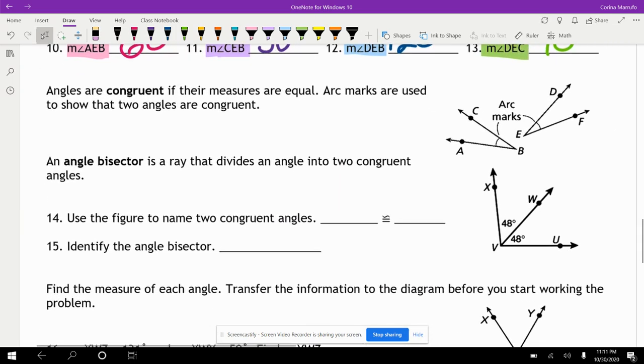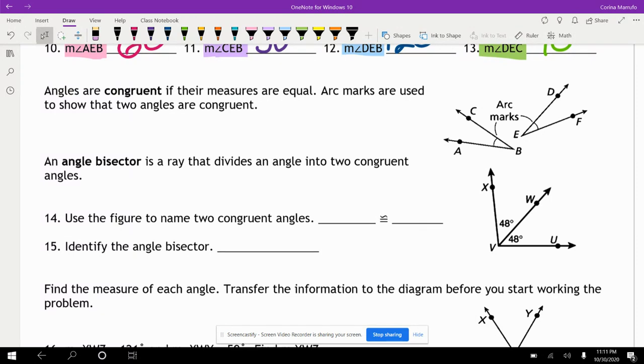All right, here it says angles are congruent if their measures are equal. Arc marks are used to show that the two angles are congruent. So these little marks in here, these are called arc marks. So when you see them on angles, they put that to tell you that they're the exact same measure. Okay, so then the next thing that we're going to look at is what we call an angle bisector. It is a ray that divides an angle into two congruent angles. Okay, so if you notice, this ray right here is an angle bisector. And we know that because this says 48 and this says 48. So that means they're exactly the same, which means VW is cutting it in half.